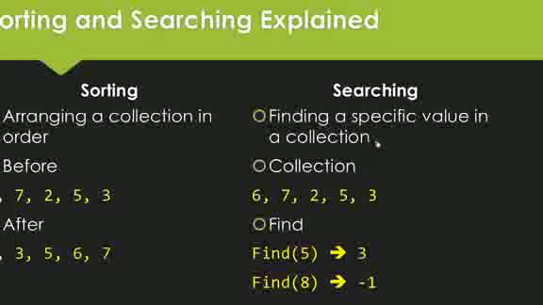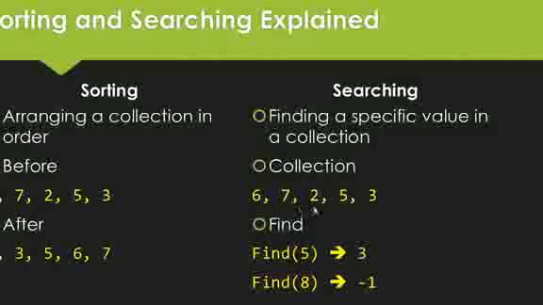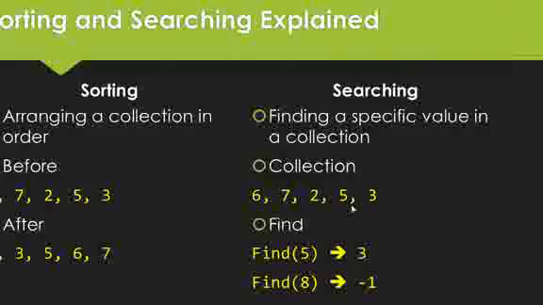Searching involves finding a specific value in a collection. For example, I have the same collection before: 6, 7, 2, 5, 3. And if I try to find the 5, it returns the position 3. 0, 1, 2, 3. So that 5 is at position 3. If I try to find an 8, because the 8 does not exist in the collection, it returns a non-existent value from the collection, like a negative value.